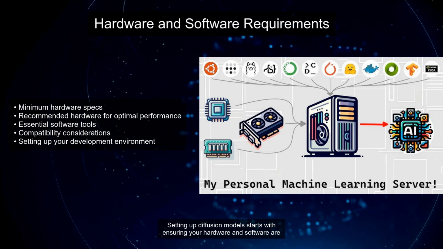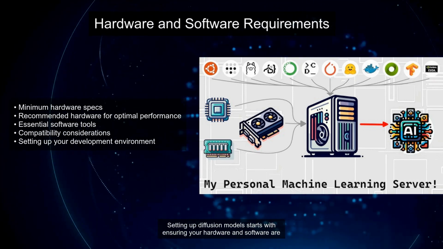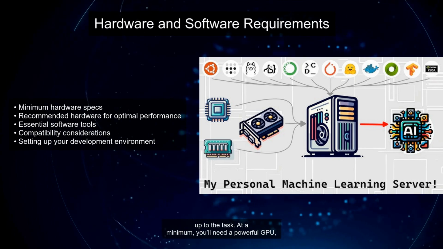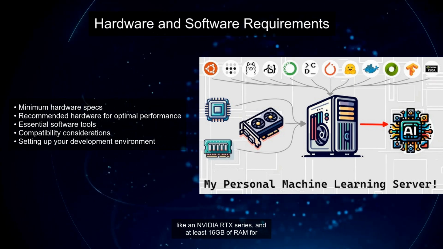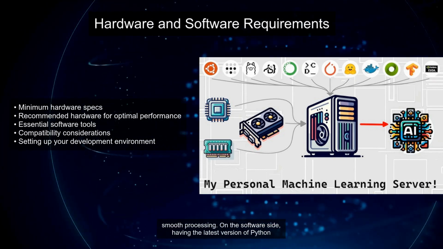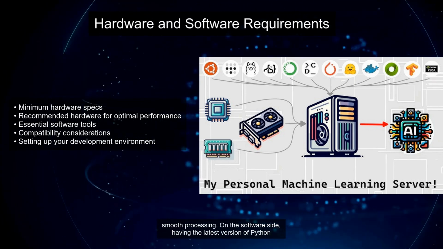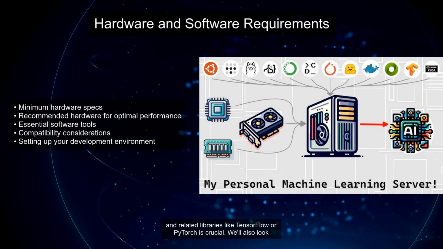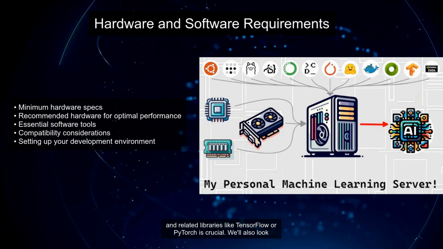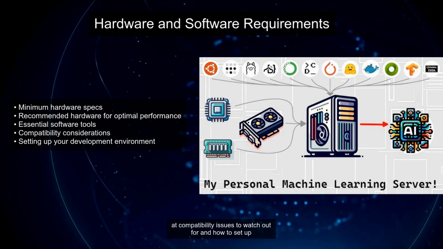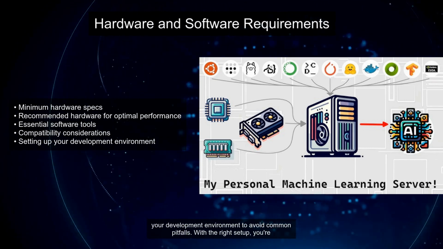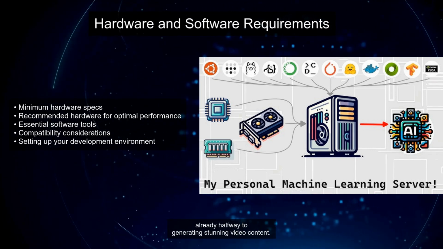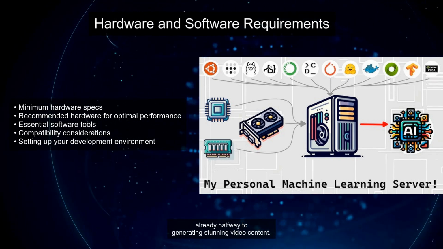Setting up diffusion models starts with ensuring your hardware and software are up to the task. At a minimum, you'll need a powerful GPU, like an NVIDIA RTX series, and at least 16 GB of RAM for smooth processing. On the software side, having the latest version of Python and related libraries like TensorFlow or PyTorch is crucial. We'll also look at compatibility issues to watch out for and how to set up your development environment to avoid common pitfalls. With the right setup, you're already halfway to generating stunning video content.